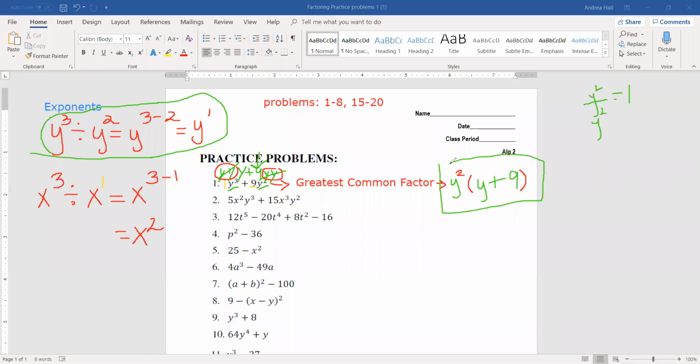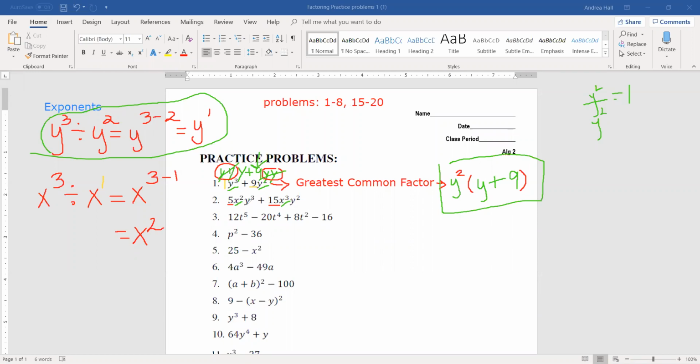Okay, let's take a look at number 2. You should be writing this down because this is your homework. So I actually just gave you an answer. Number 2 is the same concept of greatest common factor. Look at the coefficients first, 5 and 15. What do they have in common? Write it down. Next, look at the variables, the x squared and the x cubed. How many x's do they have in common? Write that down.